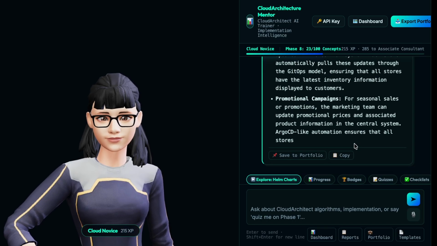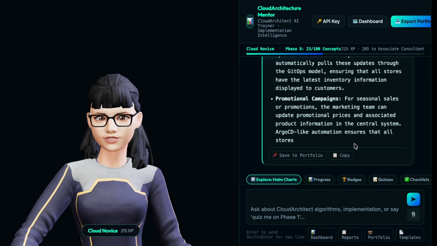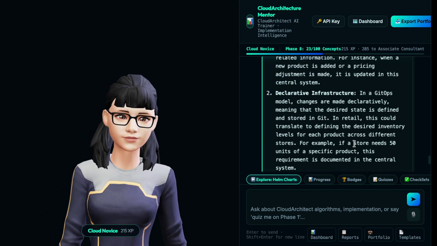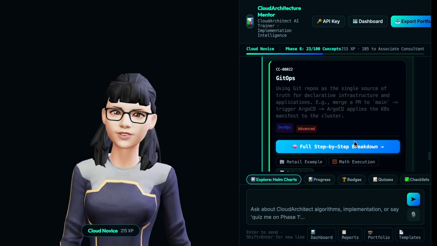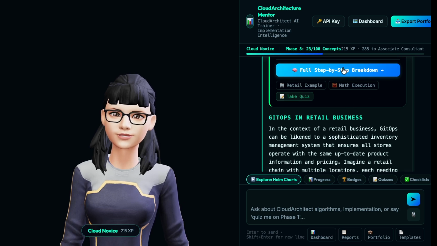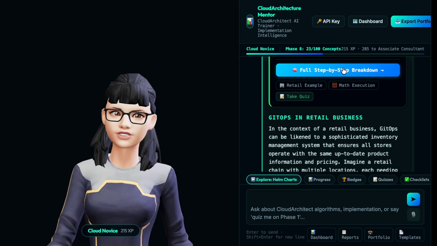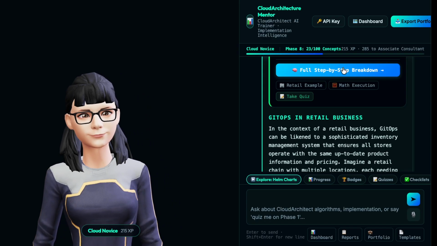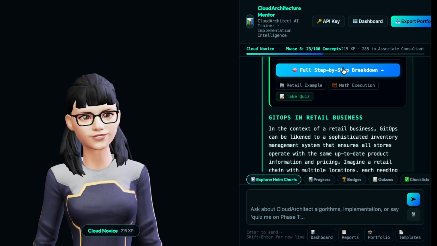Phase header 8. Concept card CC-8022, GitOps in retail business. In the context of a retail business, GitOps can be likened to a sophisticated inventory management system that ensures all stores operate with the same up-to-date product information and pricing. Imagine a retail chain with multiple locations, each needing to manage inventory levels, product details, and pricing strategies efficiently and consistently.